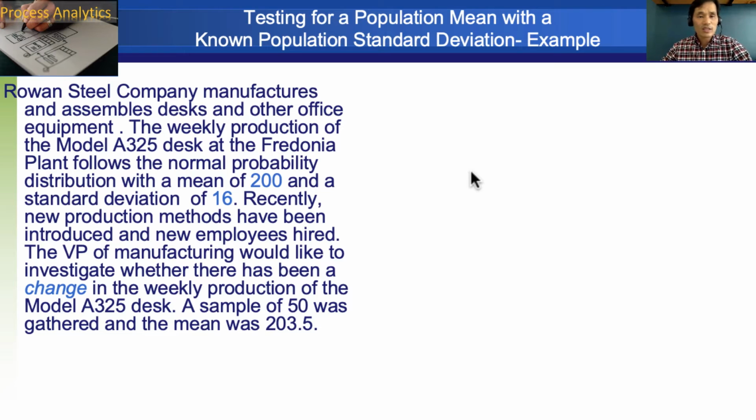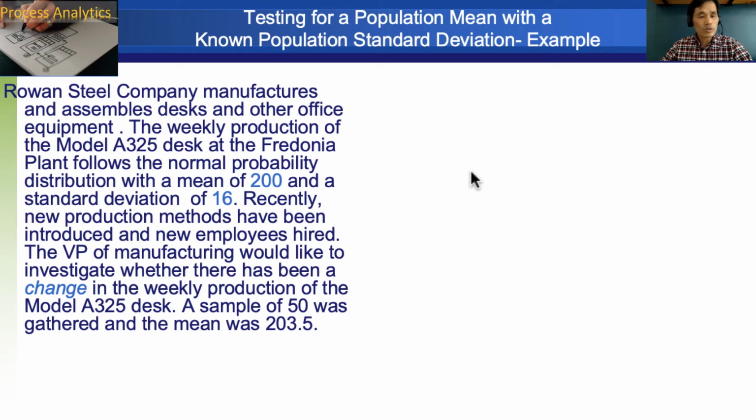Let's take a look at this example together. Rowan Steel Company manufactures and assembles desks and other office equipment. The weekly production of the Model A325 desk at the Fredonia plant follows the normal probability distribution with a mean of 200 and a standard deviation of 16.